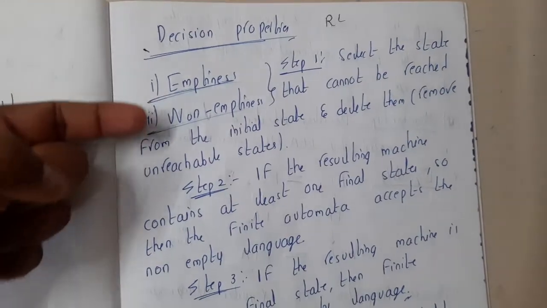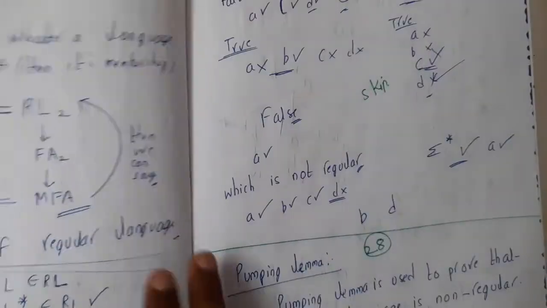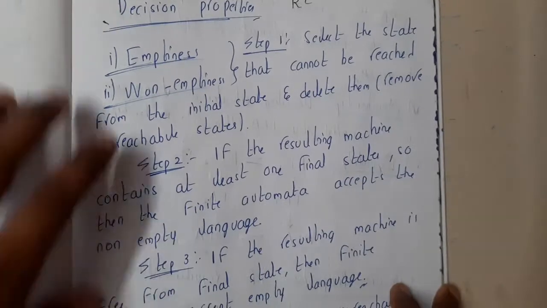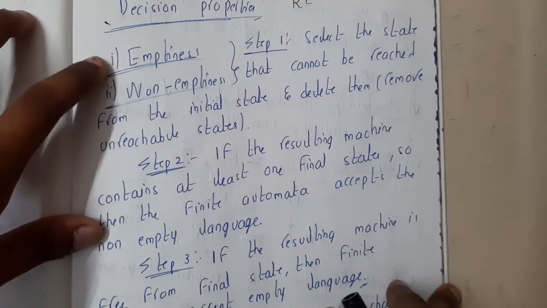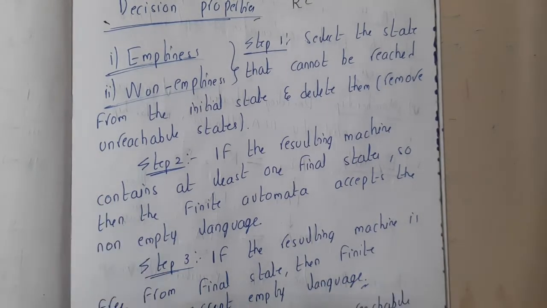So the first is emptiness, non-emptiness, finiteness, infiniteness, membership, equality. So these are the 6 different decision properties. Okay, so when it comes to emptiness and non-emptiness, how can we say that a particular regular language or regular grammar is empty or non-empty, guys?